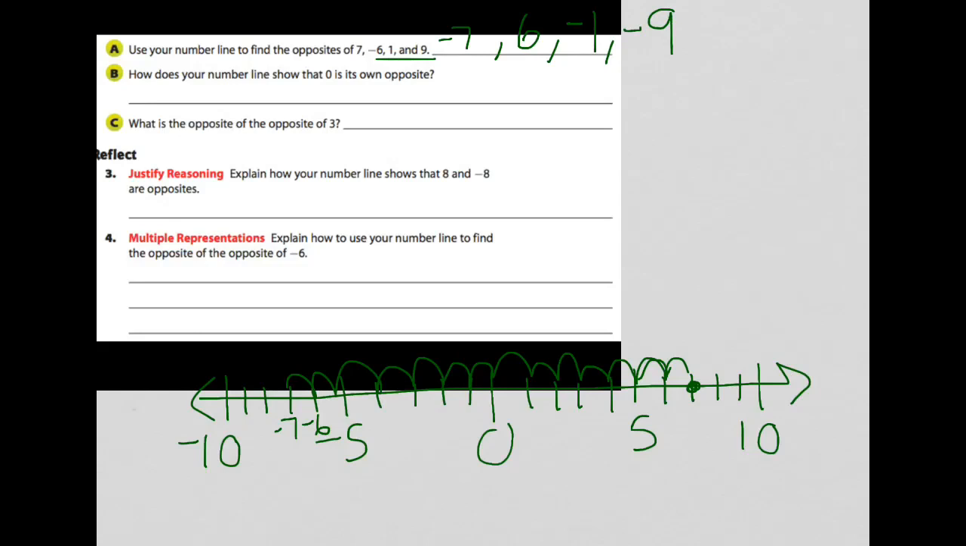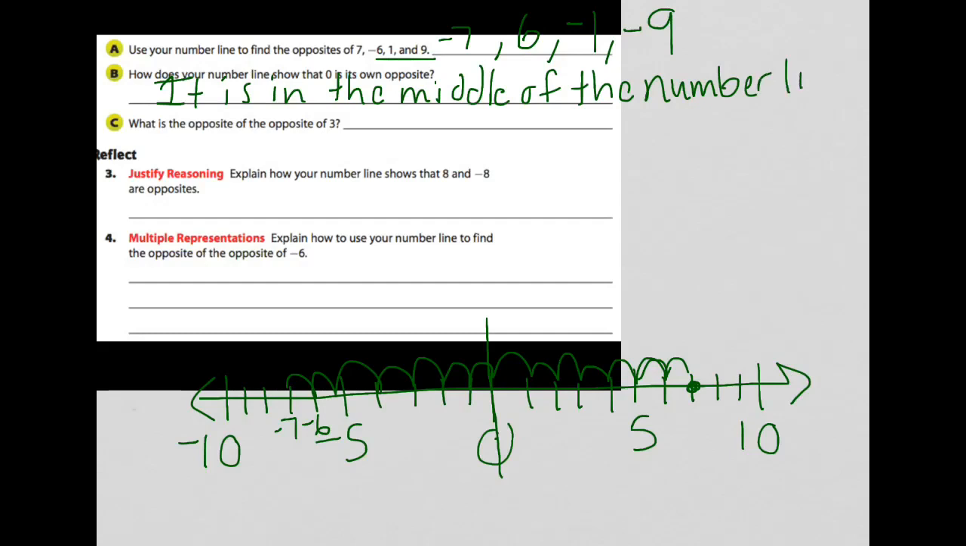How does your number line show that 0 is its own opposite? So if I look at 0, you have to count the distance to 0. But if I start at 0, I don't have to move. It is in the middle of the number line. So I don't really need to count anywhere because I'm already in the middle. So the opposite of 0 is 0.